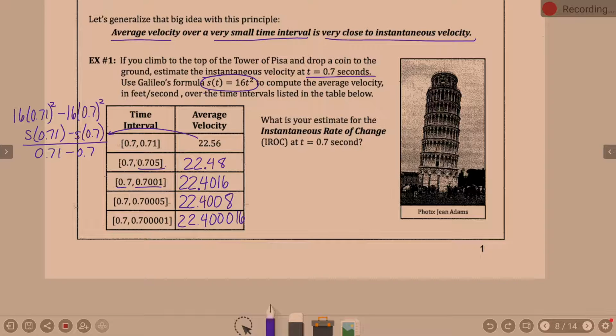Obviously, I didn't put a lot of work on the screen here. You obviously write whatever work you need in your notes to remember how we got these answers. Write in your notes, not calculator. I think I said the wrong thing there.